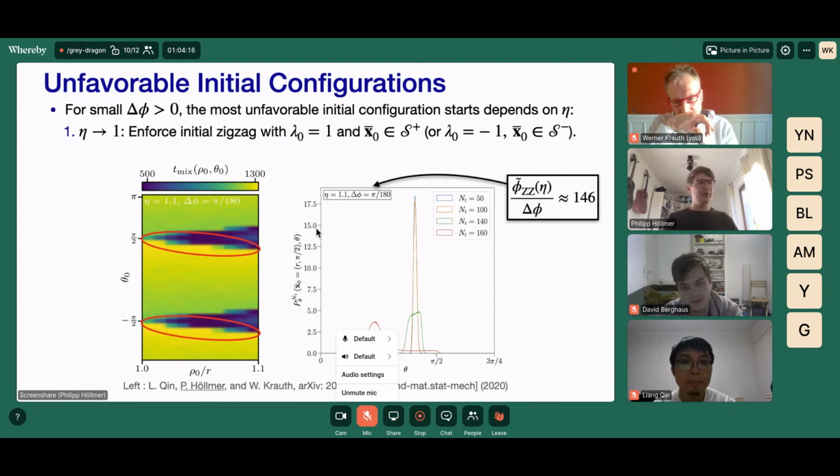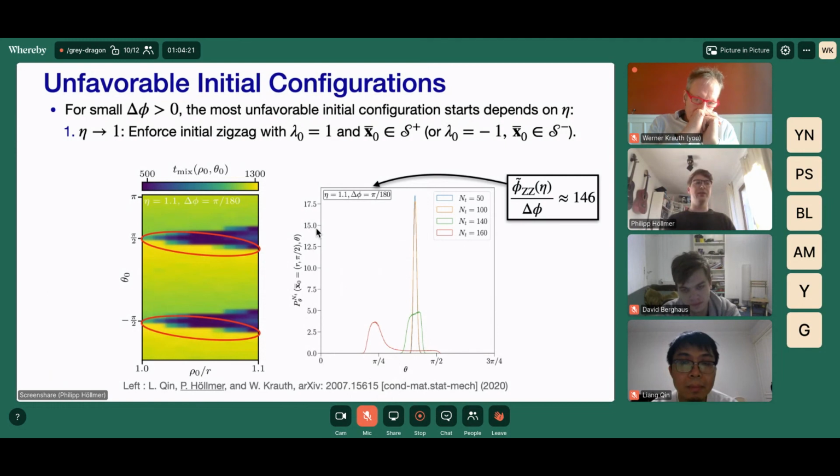To understand what's going on there, I created a plot for you which basically shows this distribution p_t(theta), so the probability distribution after doing nt time steps of our sequential scheme versus theta.